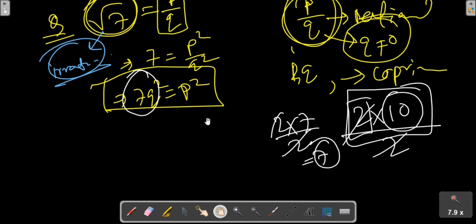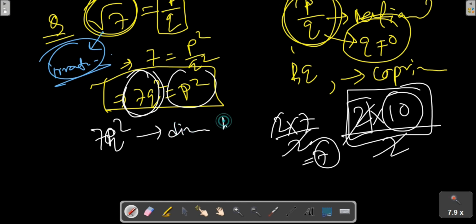So what we have understood is that if any number is multiplied with any term, like 7 into q square, so 7q square, this term will always be divisible by 7 whatever the value that q is having. We need not see what is the value of q and what is the value of q square. Acha. So now we will say that as 7q square is equal to p square, if 7q square is divisible by 7, then p square also should be divisible by 7, right? So p square is divisible by 7.